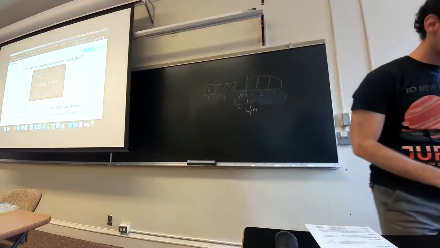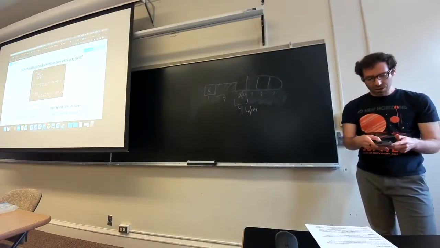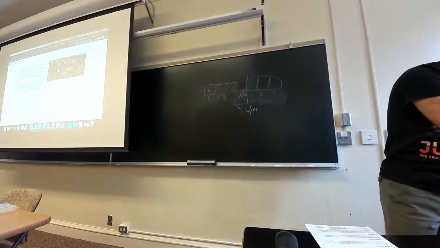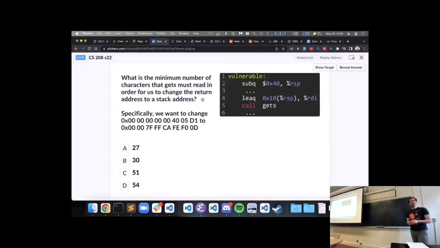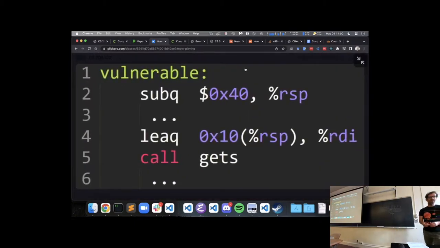All right, let's now practice thinking about buffer overflows. So let me make the code bigger for a moment. So we have a vulnerable function, and I've highlighted just the relevant assembly instructions here. We have some allocation on the stack. We have an instruction that sets up the argument that's going to be passed to gets.